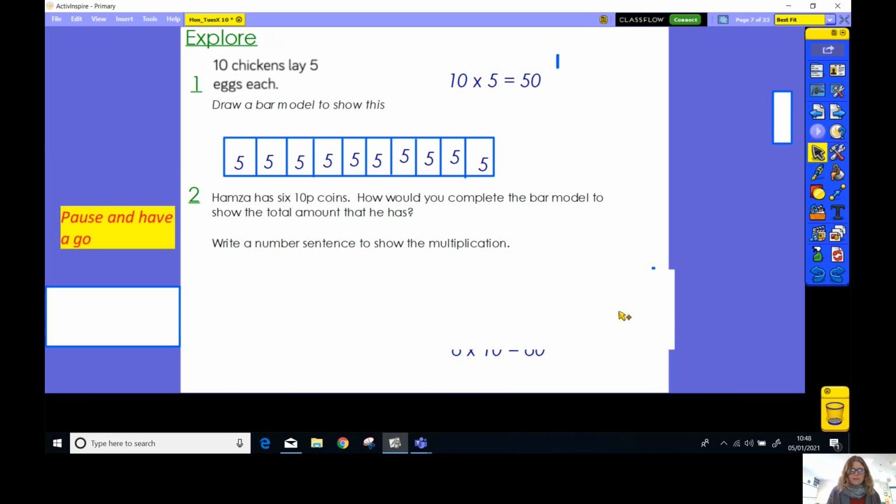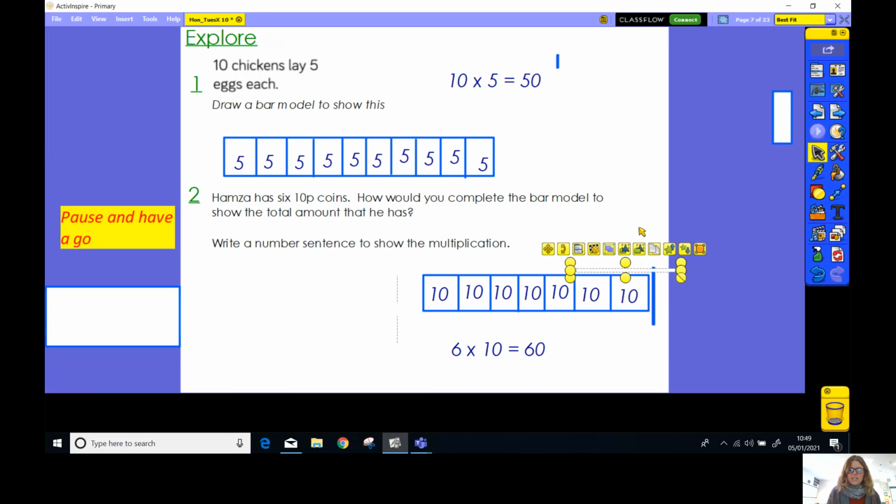Well done. OK, now you would need to have been careful here with your bar model because there are 6 10p coins. So your bar model would need to have 6 boxes. Should we check Mrs. Anderson's to see if I've done it correctly? 1 box, 2, 3, 4, 5, 6, 7.